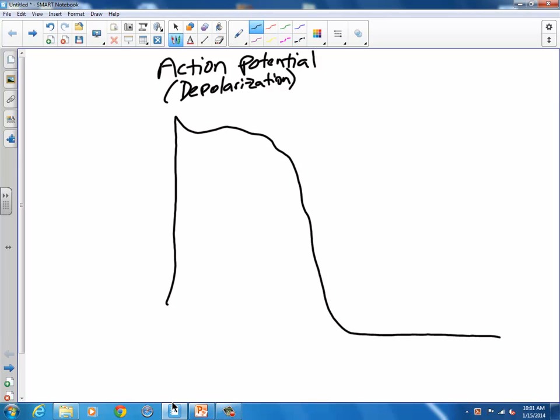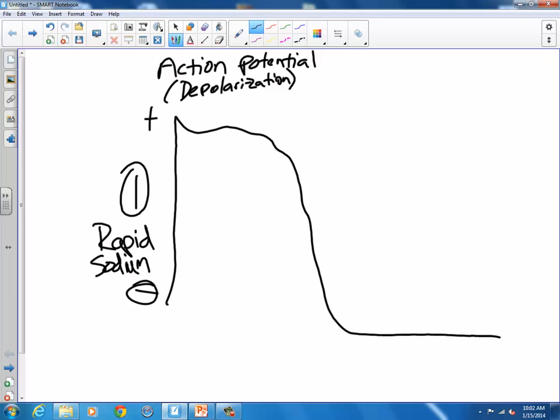Alright, so you've got phase 1. This is where you have a rapid influx of what? Rapid sodium. So this is what gets the process going, right? This is what takes the negative charge of the inside of the cell to what? A positive charge. So the sodium is what actually does most of the depolarization, right? Because depolarization is just changing the poles, right?